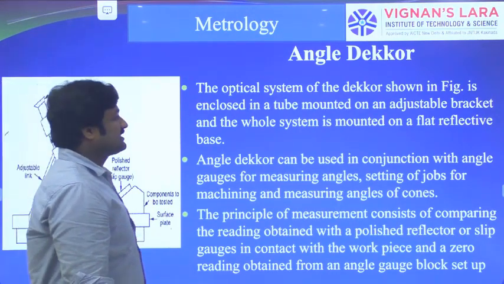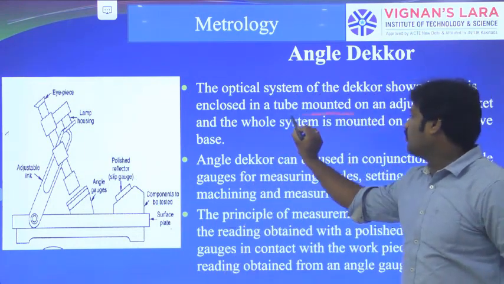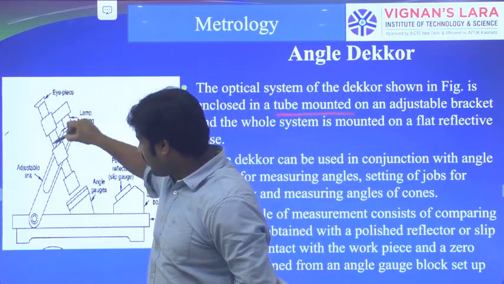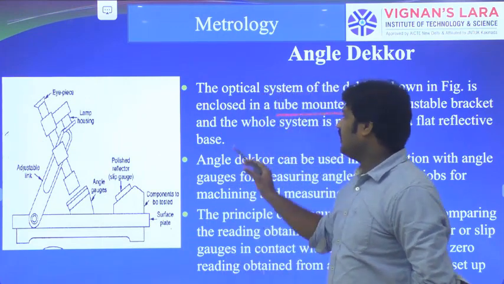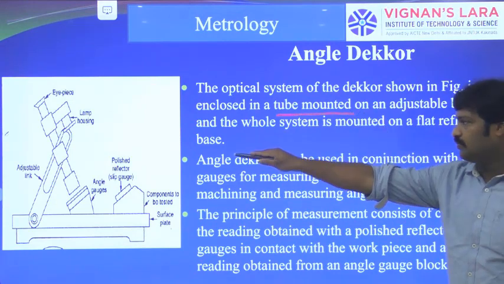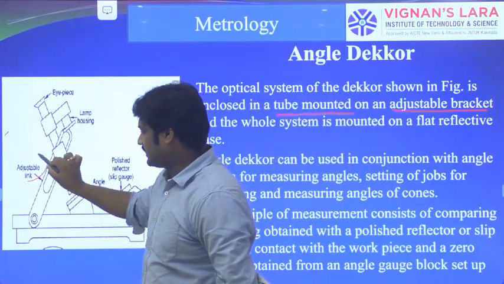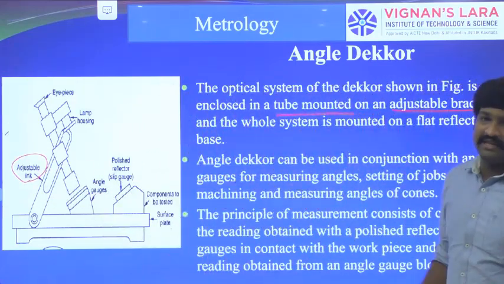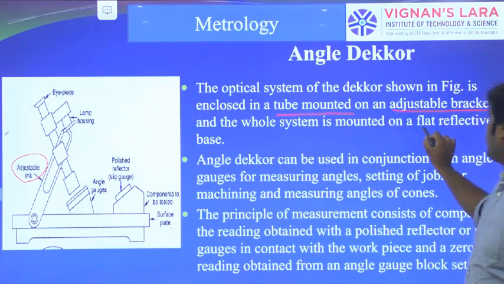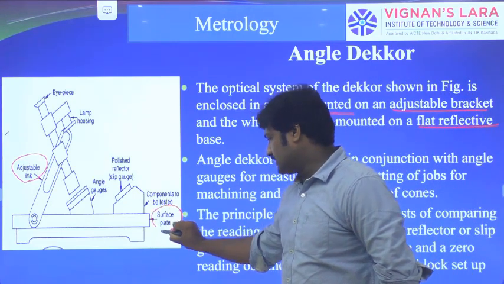So next, the optical system of the angle Dekkor shown in the figure is enclosed in a tube mounted on an adjustable bracket. Earlier we saw the principle; all those things are mounted on this tubular section. This is the adjustable link, by means of which we can vary the tube adjusting bracket, and the whole system is mounted on a flat reflective base. So these all are mounted on a surface plate.